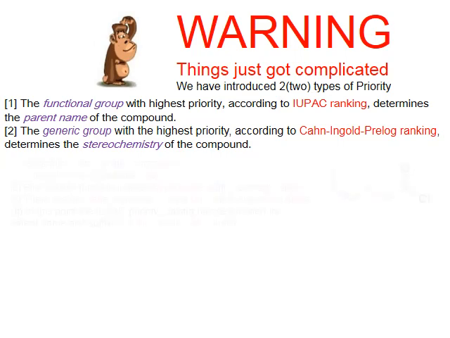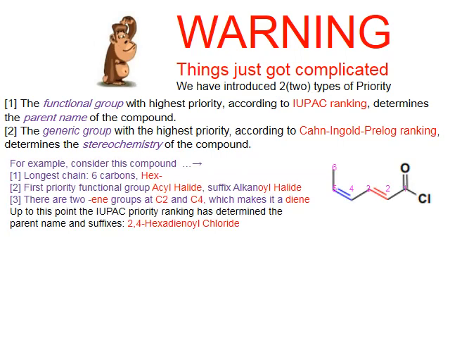For example, consider a compound with a 6-carbon parent chain, containing 2 double bonds. One end of the compound has an acyl chloride functional group. The carbonyl carbon is designated carbon number 1, and the double bonds are designated positions 2 and 4. We put the information together to get the name of the compound, 2,4-hexadienoyl chloride.